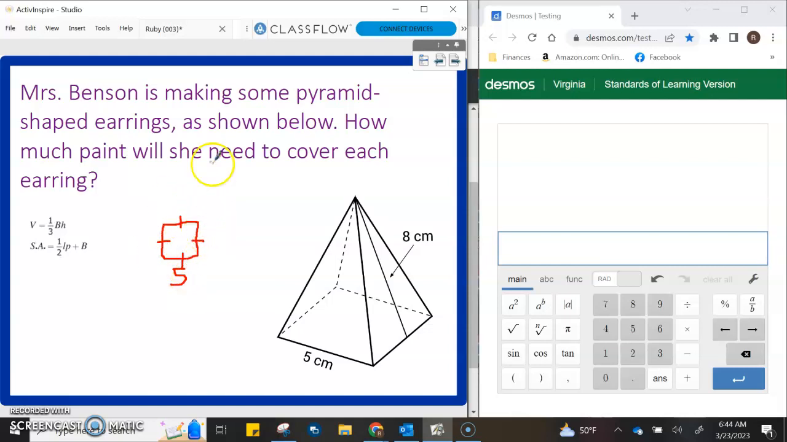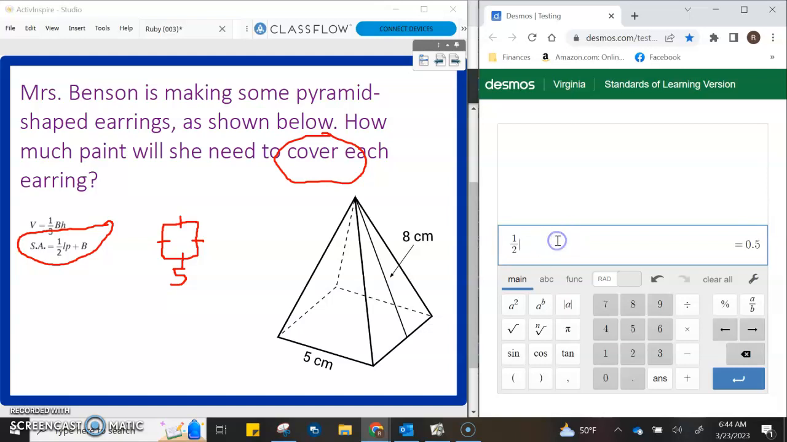These are congruency marks. So Mrs. Benson is making some pyramid-shaped earrings as shown below. How much paint will she need to cover? Cover is surface area. So let's go ahead and put the surface area formula in the calculator. So I'm going to put in 1/2 LP plus big B. So the L we know is slant height. Okay, so we know that L is 8.